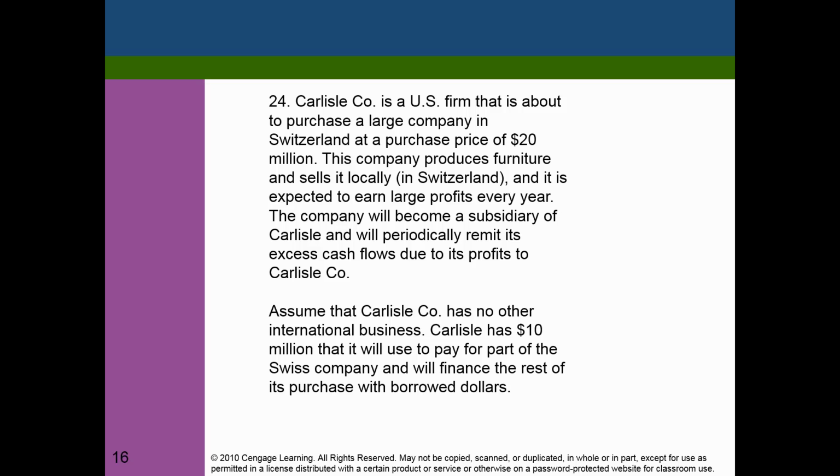Carly's Company is a US firm that is about to purchase a large company in Switzerland at a purchase price of 20 million. This company produces furniture and sells it locally, and it is expected to earn large profits every year. The company will become a subsidiary of Carly's and will periodically remit the excess cash flows due to its profits to Carly's Company. Assume that Carly's Company has no other international business. Carly's has 10 million that it will use to pay for part of the Swiss company and will finance the rest of the purchase with borrowed dollars.